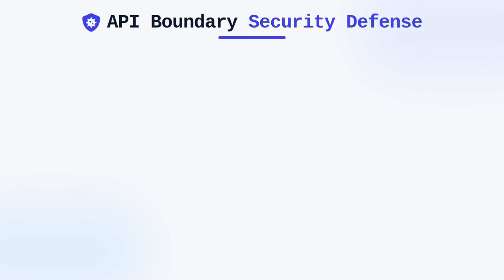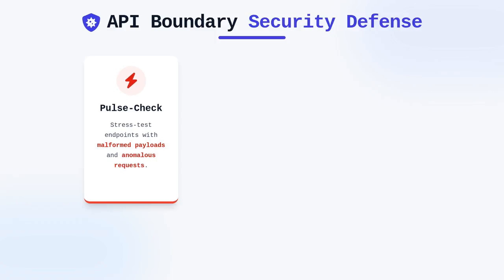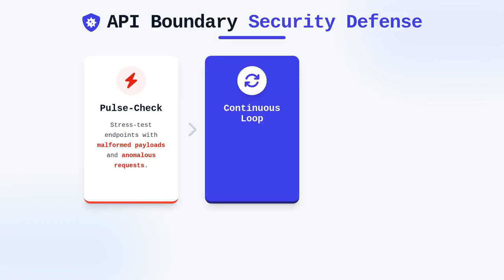Effective defense also requires that your automated integration tests treat API boundary security as a first-class citizen. You should write test suites that specifically attempt to pulse check the telemetry endpoints by sending malformed payloads or anomalous requests to ensure the gateway blocks them as expected. These tests act as a continuous feedback loop that validates your filtering logic every time code is deployed to production.